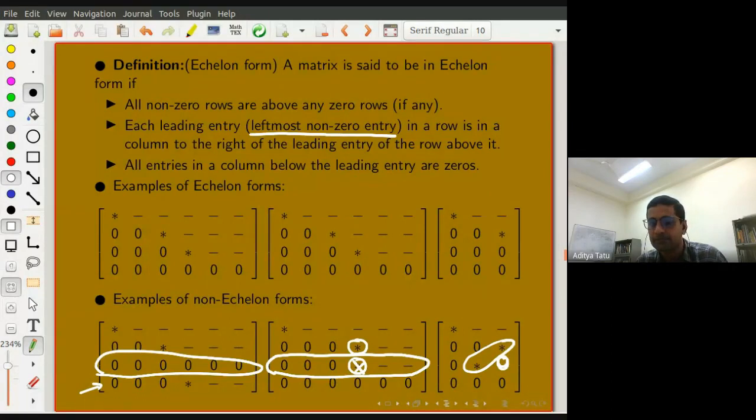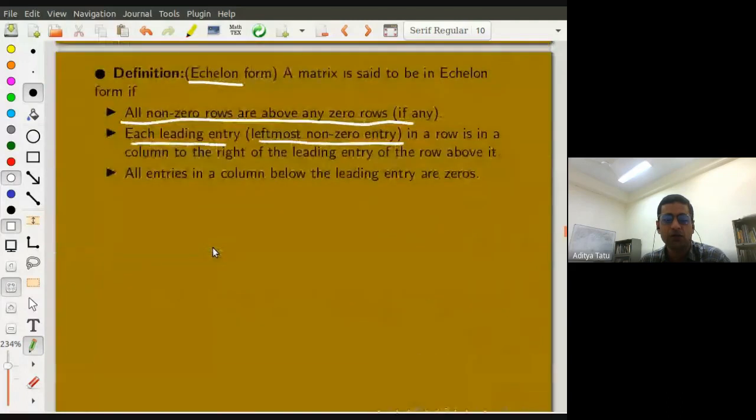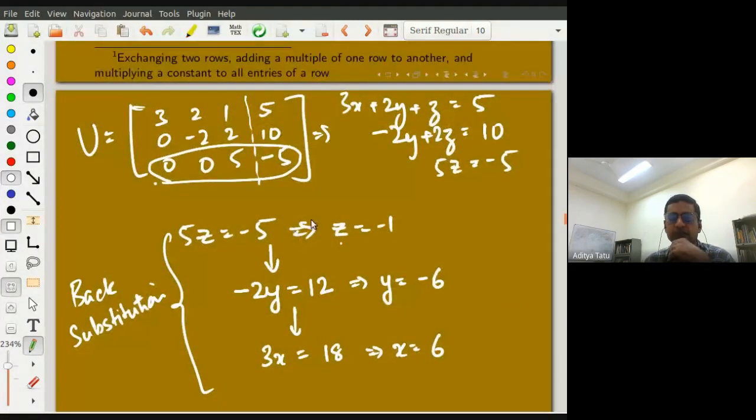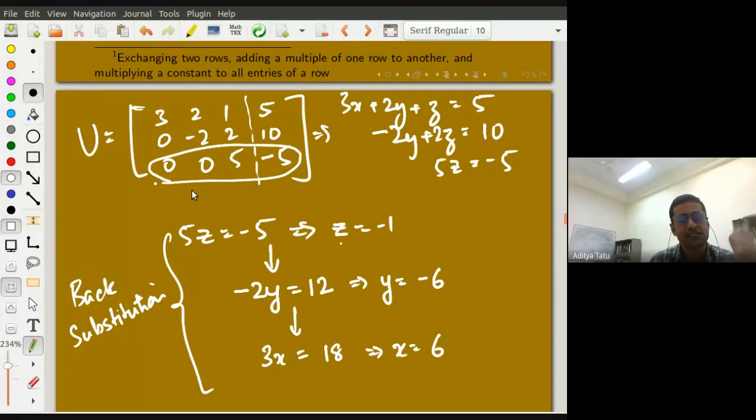What Sarthak was trying to say is, if you want to solve this linear system of equations, why only upper triangular? A lower triangular matrix will also serve the same purpose. Is that right, Sarthak? That is what you are trying to say? Yes, you're absolutely right. Instead of having an upper triangular matrix, you can also get a lower triangular matrix, and that would also equivalently solve the linear system of equations.